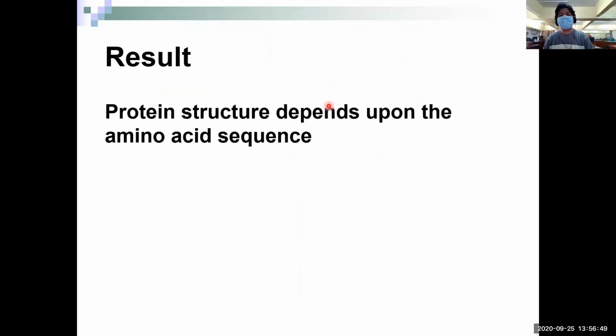So again, protein structure depends upon the amino acid sequence. If there's a problem with the amino acid sequence, there's a problem with the protein structure. And if there's a problem with the protein structure, there's a problem with their functions. Because for a protein to be able to do its function, it must retain its shape. Once the shape is broken or changed, they cannot do their function anymore.